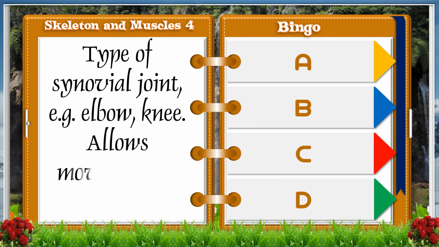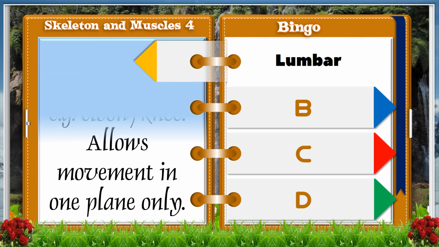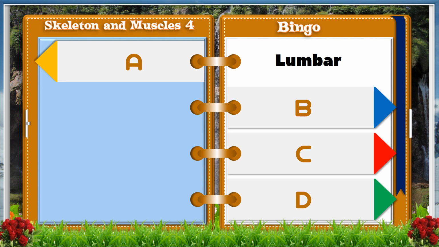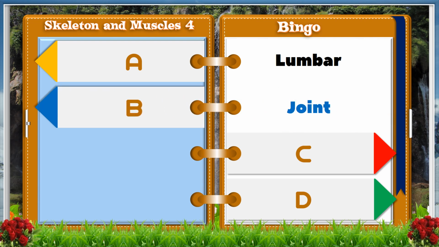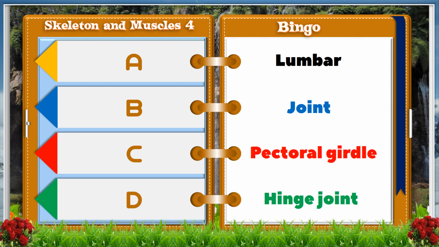A type of synovial joint, for example, the elbow and knee, allows movement in one plane only. A. Lumbar. B. Joint. C. Pectoral girdle. D. Hinge joint. And the answer is D. Hinge joint.